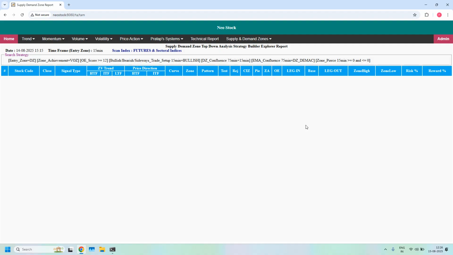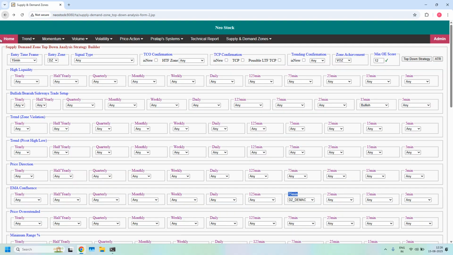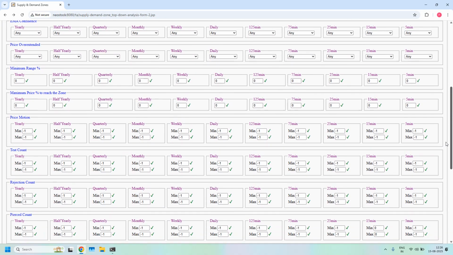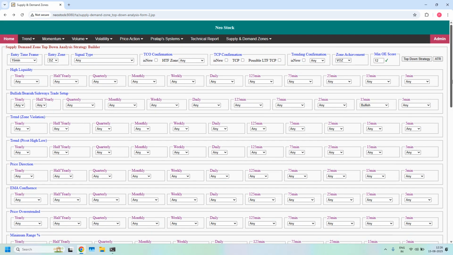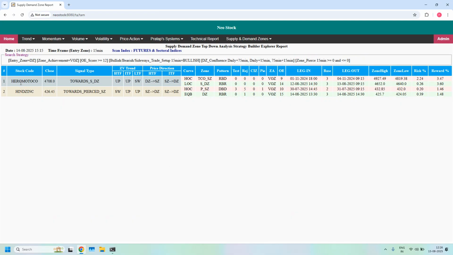Okay, next we will look into LTF, ITF, HTF demand zone confluence supported stocks. I removed the EMA filter. In the demand zone confluence, 3 filters we have to set. First one is already enabled. Next 15 minutes and daily. 75 minutes and daily demand zone confluence. With all the 3 filters, 15 minutes, 75 minutes and daily demand zone confluence, we got 2 stocks.